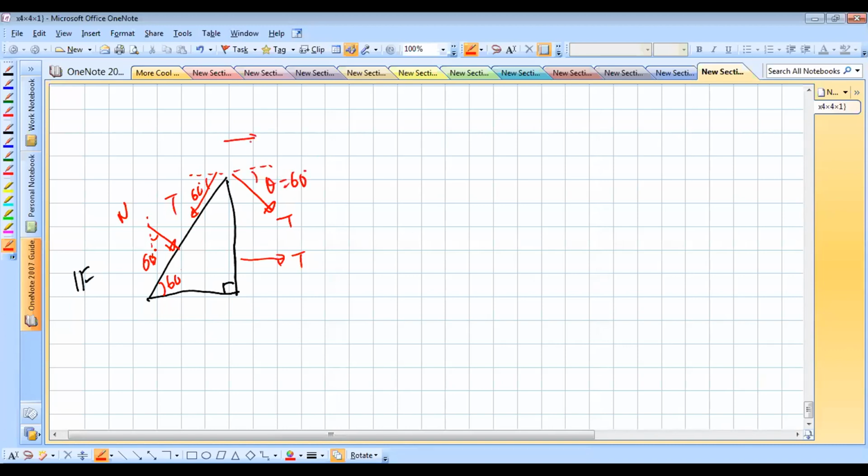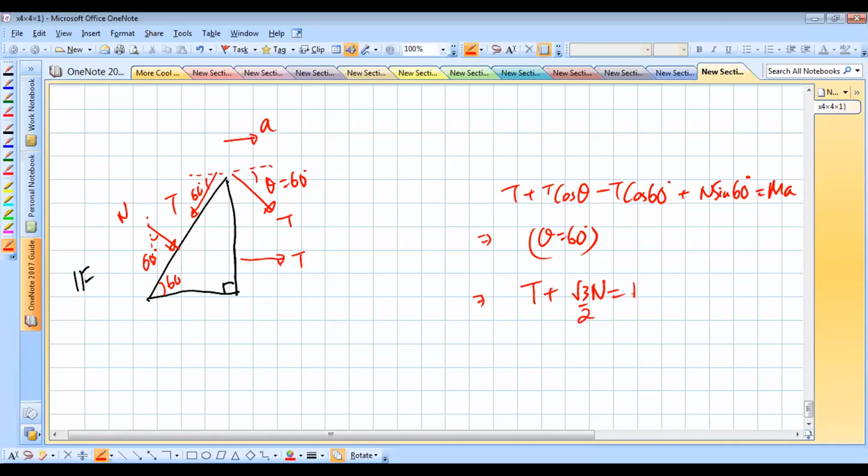And it's having a horizontal acceleration, so taking the horizontal axis: T plus T cos theta minus T cos 60 plus N sin 60 is equal to capital M into a. This reduces, with theta equal to 60 degrees initially, and this cancels out. So T plus root 3 by 2 N is equal to capital M a. That's your second equation. The first was the constraint equation.